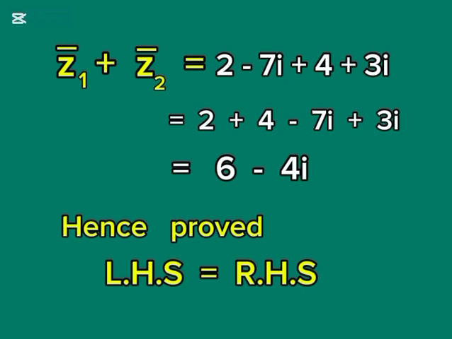Combine the real terms and imaginary terms. It becomes 2 plus 4 minus 7 iota plus 3 iota. 2 plus 4 gives 6. Minus 7 iota plus 3 iota gives minus 4 iota. Therefore, the conjugate of z1 plus the conjugate of z2 is equal to 6 minus 4 iota. Hence, the right-hand side is equal to 6 minus 4 iota. Since the left-hand side and right-hand side are equal, the result is verified.